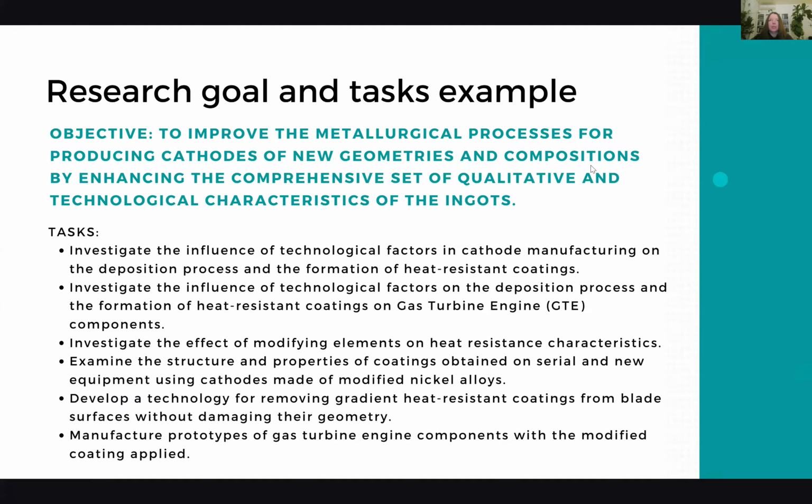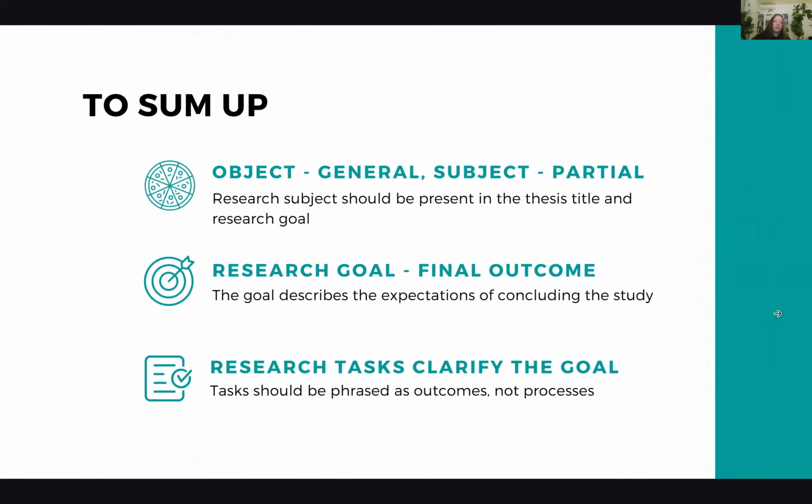Great. Then let's quickly sum up what we've learned today. So I added an icon of a pizza to explain the difference between the object and the subject. So object is something general and subject is partial or specific, like a pizza pie and one slice of a pizza. So please remember that your research subject should be present in the thesis title and research goal, and it should be specific to a problem you want to resolve or solve.